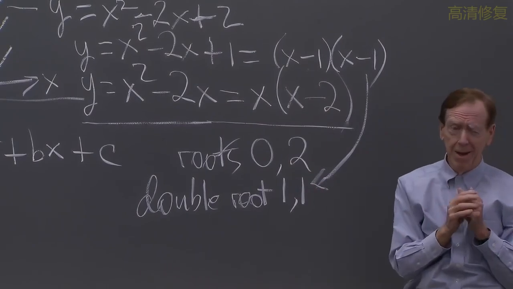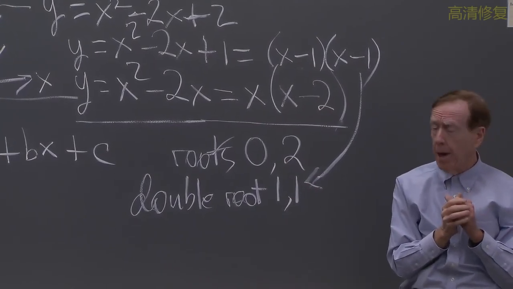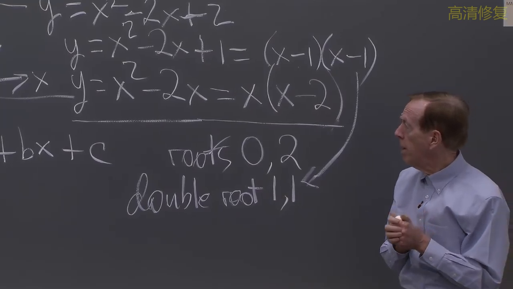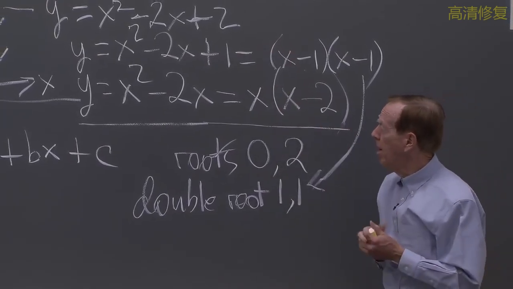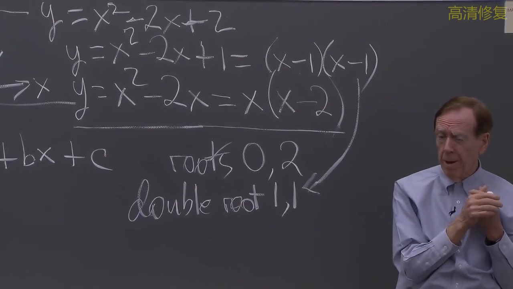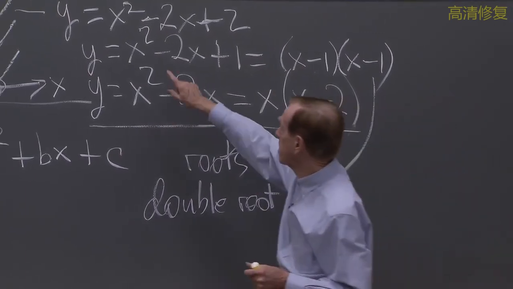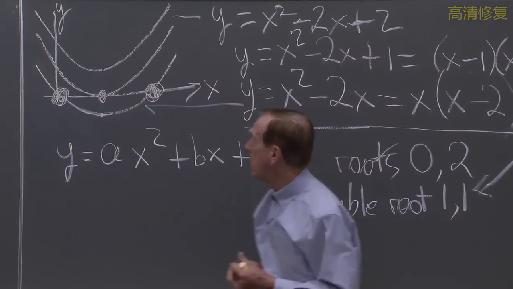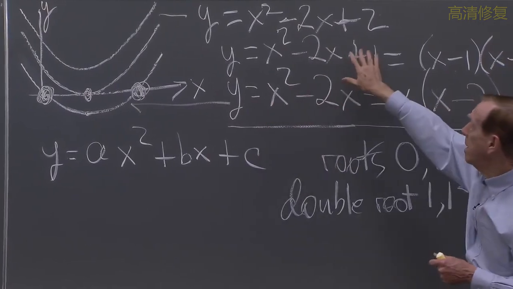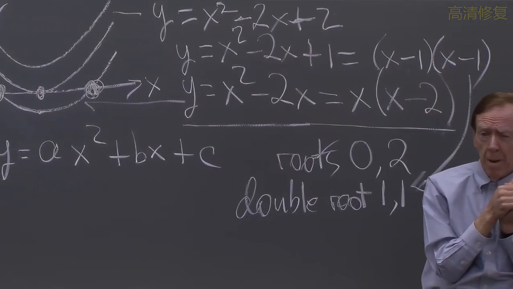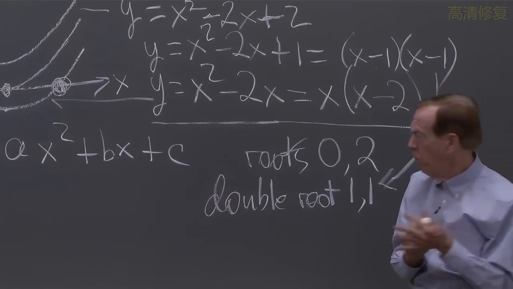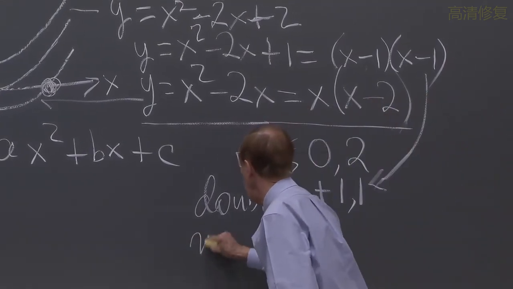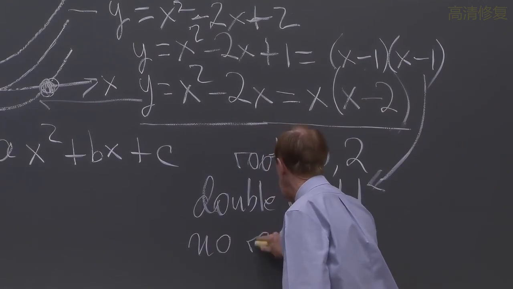Now let me go on to the top guy. Where is that 0? Can we factor that? We have a problem, this one, because we can see from the picture that this thing never hits 0. So am I going to say no roots for the third guy? No roots? I don't like to say that.